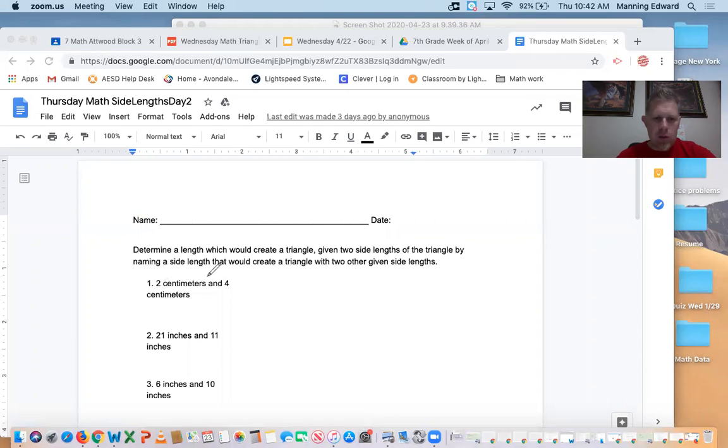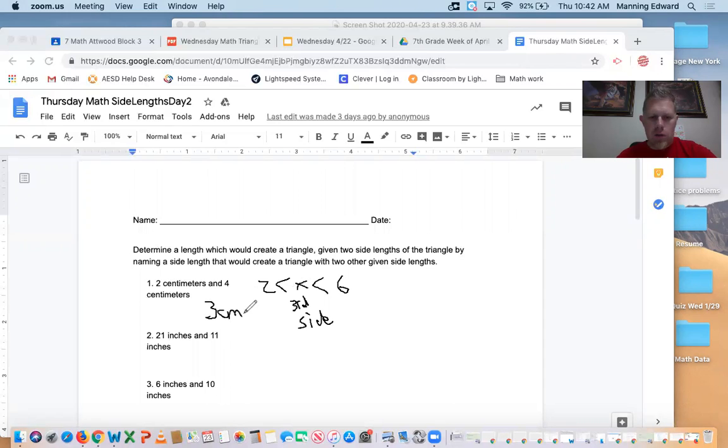So what would be the third length on this one? If I got 2 and 4, well, I can do 4 minus 2 is 2, and that would have to be a less than sign. And here's my x, which is my third side. And then I got my less than sign again, and then 2 plus 4 is 6. So what number is between 2 and 6? Well, 3. So I could use this.